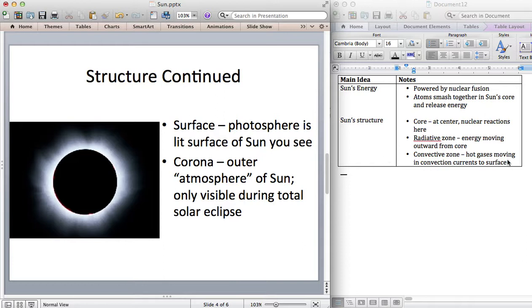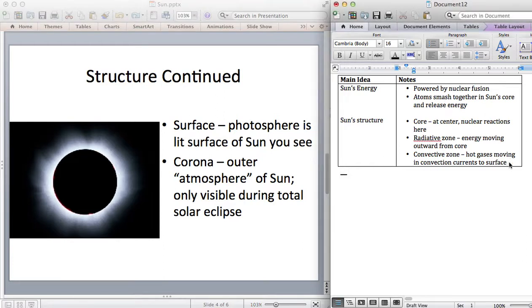Once we get to the surface, we have what we call the photosphere. Photo means light, sphere meaning round, and this is the lit surface of the sun. This is what we see when we look at the sun. And then lastly, we have what we call the corona of the sun. We can think of this as the atmosphere of the sun, a layer of gases beyond the surface, and this is only visible during a total solar eclipse.